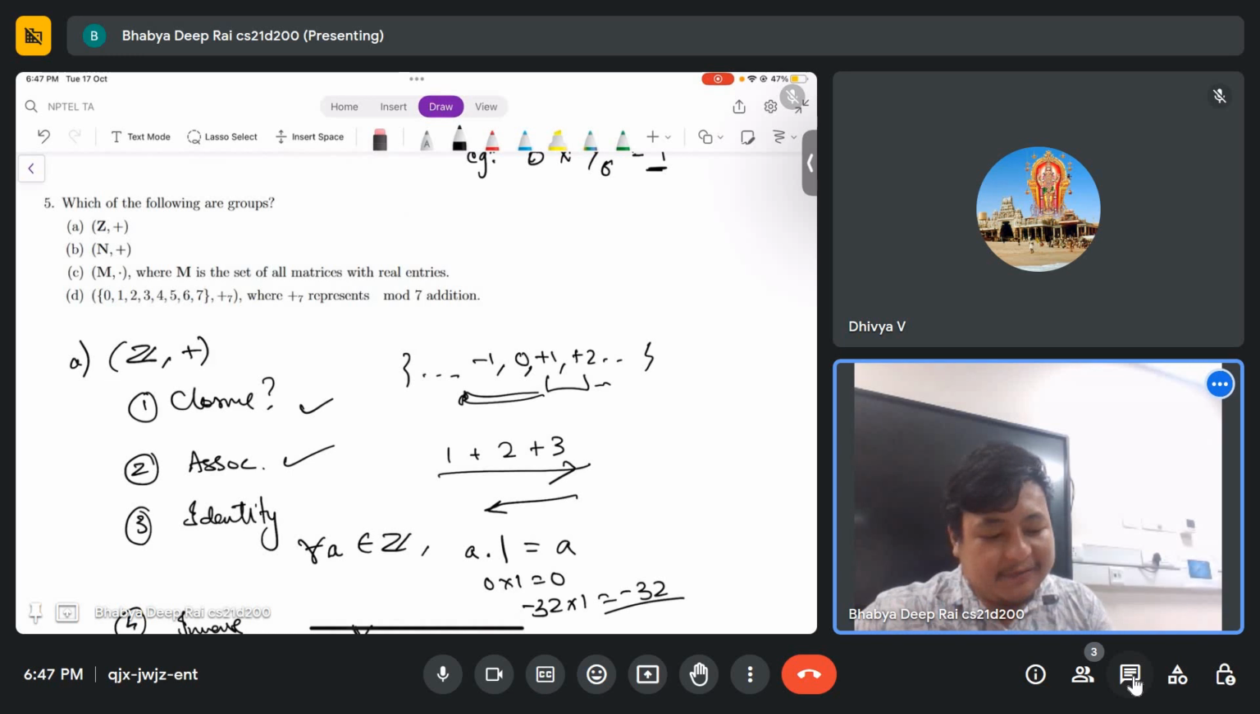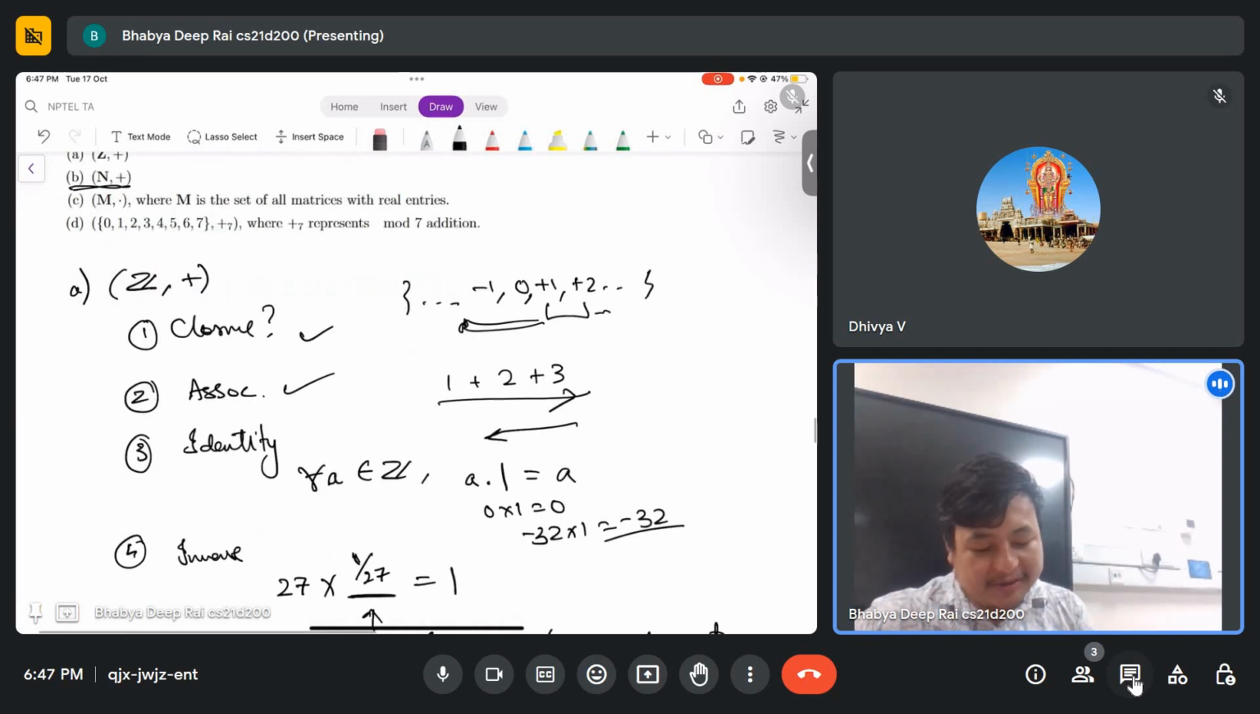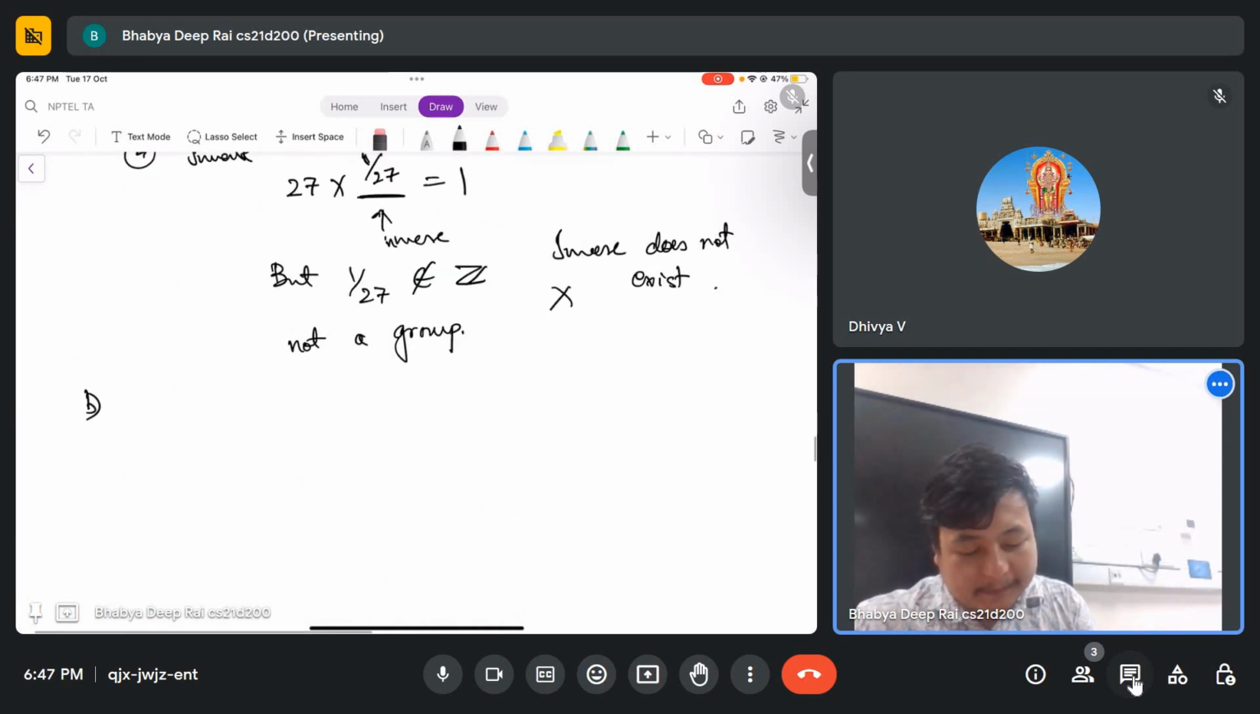So, can you tell me B: whether natural numbers with addition is a group or not?